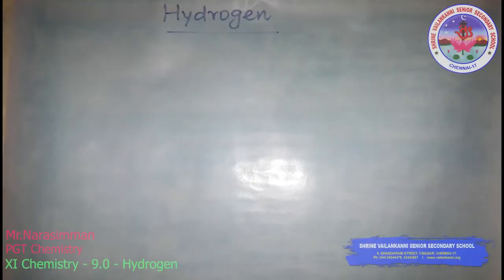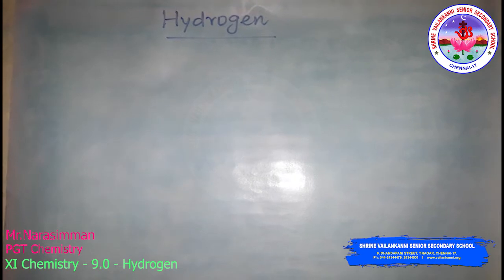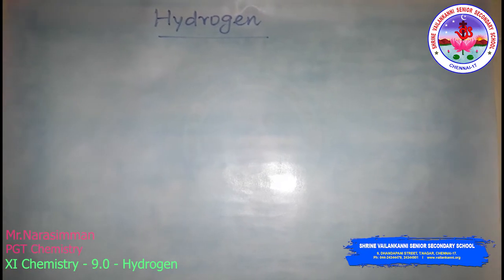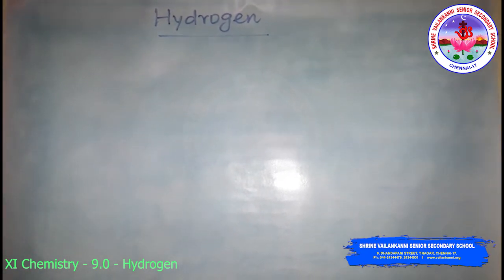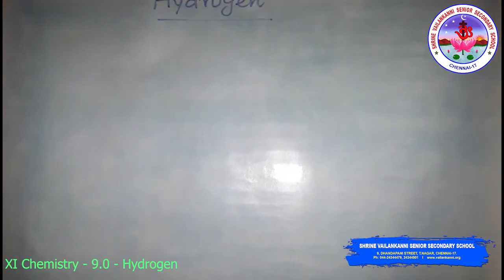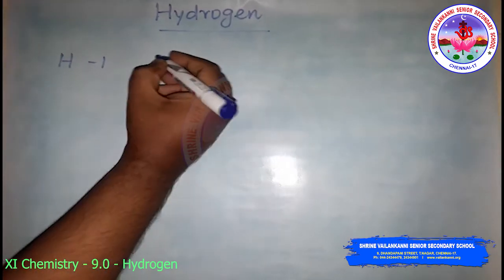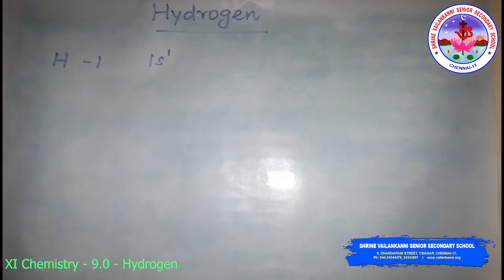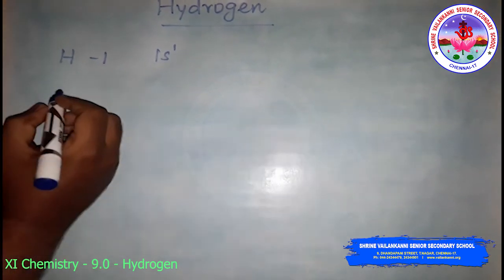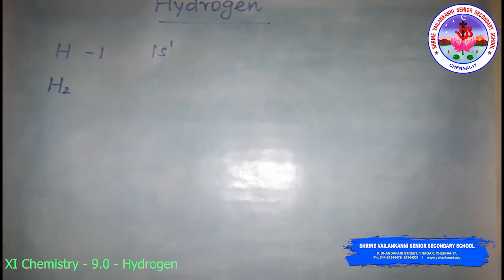Unit 9, hydrogen. Already you know that that is the position in the periodic table. Hydrogen is the first element. As you know by now, the elements in the periodic table are arranged according to their electronic configuration. The hydrogen atomic number is 1, so the electronic configuration is 1s1. Hydrogen exists as a diatomic molecule, that is H2 form.